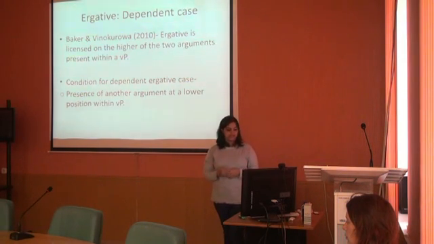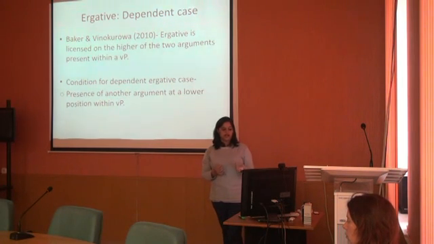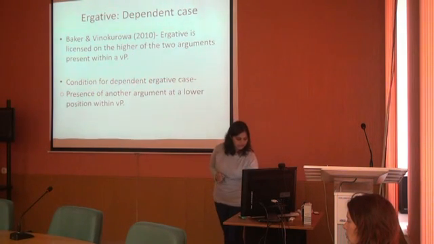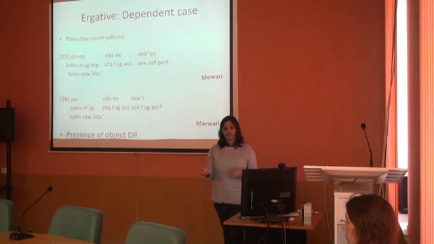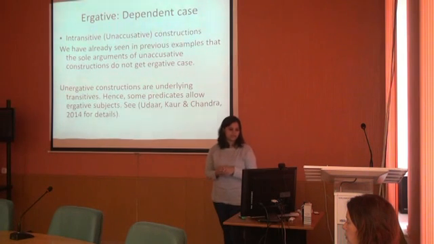Finally, ergative as a dependent case. A number of people, including Baker and Vinokurova, said that ergative is licensed on the higher of two arguments present within a VP. So that is the only condition that we have. Transitive constructions very clearly: John ne Sita ne dekhyo, we have an object. That is why the subject gets an ergative. John Sita ne dekhi, again ergative, at least the marking. So we have a presence of an object DP here.